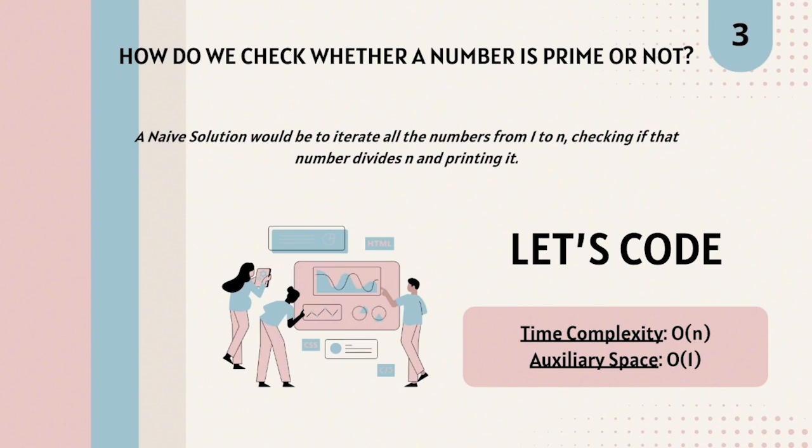Simple guys. It's the same as what we did in the previous lectures, like the prime number video. So how do we code it? The time complexity of the code we are going to write will be big O of n, and the space complexity will be big O of 1. The algorithm written here is to iterate over all the numbers from 1 to n, check if the number divides n, and then print it.